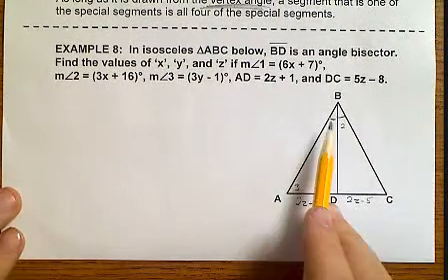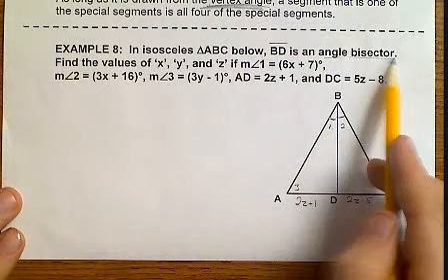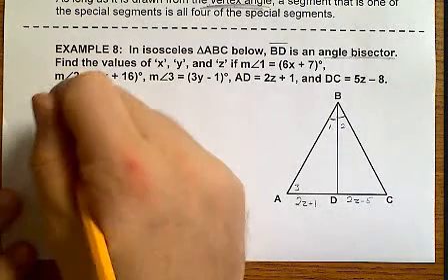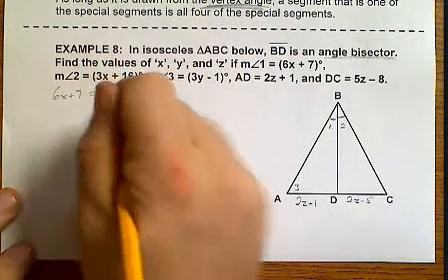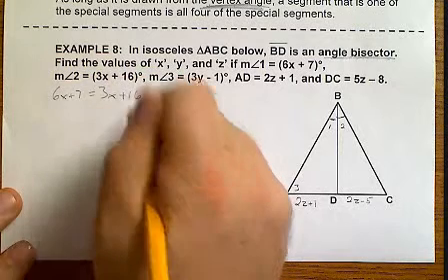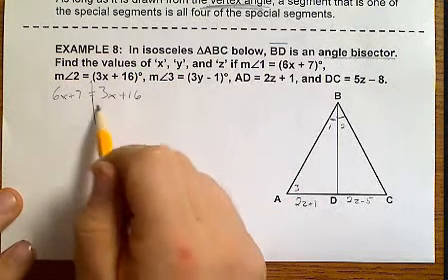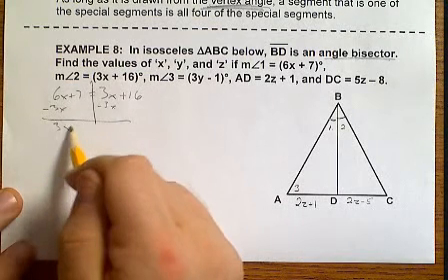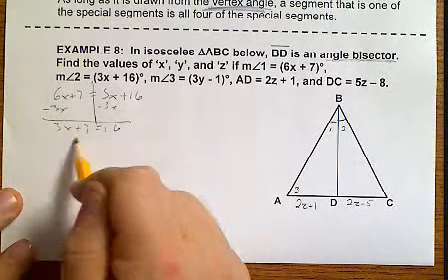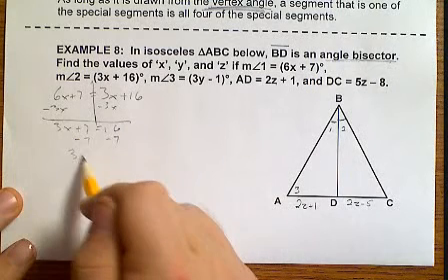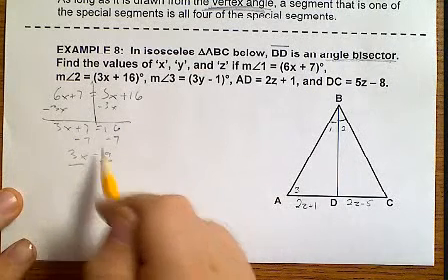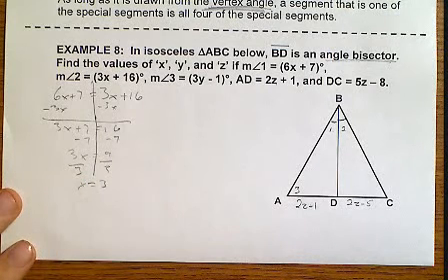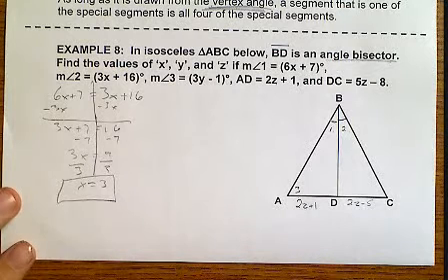So, I know that 1 and 2 are the same because it is an angle bisector. So that means that 6x plus 7 equals 3x plus 16. Subtract 3x from both sides. We get that 3x plus 7 equals 16. Subtract 7, 3x equals 9. Divide by 3 and x equals 3. Well, that's one piece of information.